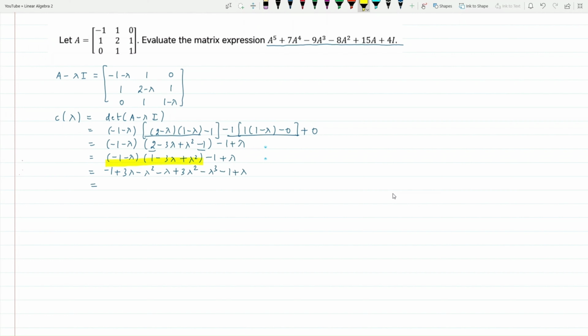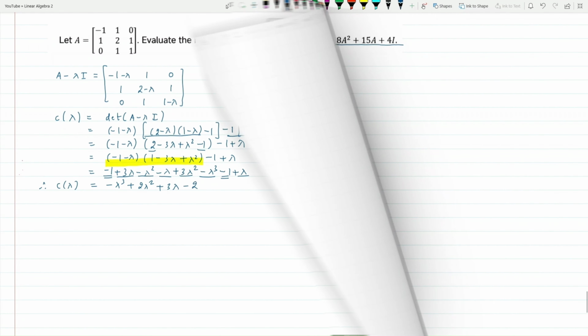Now the highest power is lambda cube, which is here. So we have minus lambda cube, followed by the quadratic terms minus lambda square and plus 3 lambda square, which gives us 2 lambda square. The linear terms plus 3 lambda minus lambda and plus lambda, which is plus 3 lambda. And lastly we have minus 1 and minus 1, which gives us minus 2. So this is the characteristic polynomial of the given matrix A.